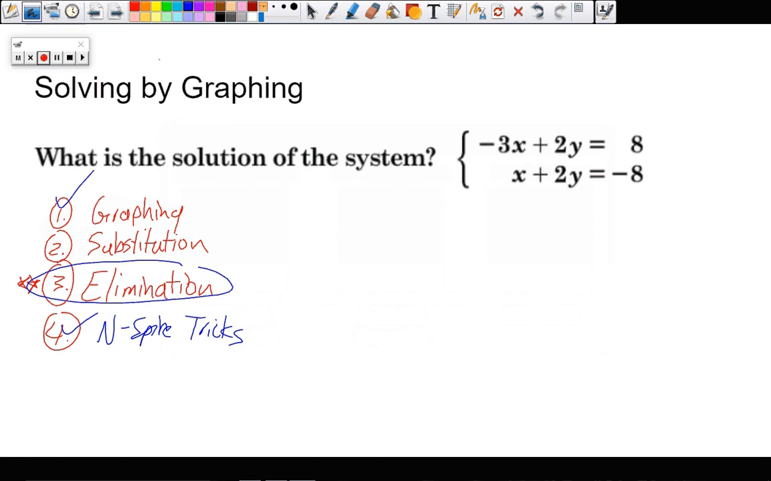Okay, substitution. Should we get good at substitution? The answer is yes, we should. I will ask you later why. You don't know yet, but I will ask you later why we should get good at substitution. But I'll tell you right now, you'll probably use substitution 1 out of 10 times. For every 10 problems that you experience, you might use it once. But still get good at it.